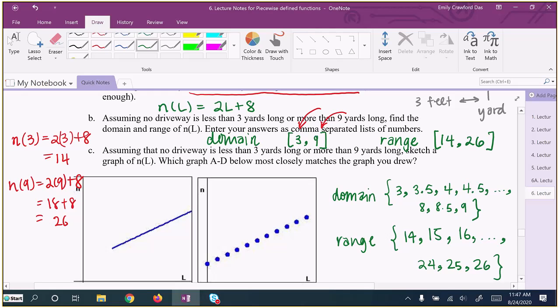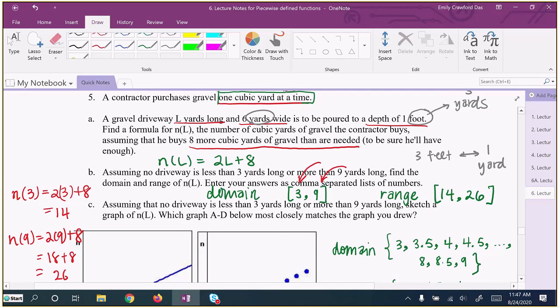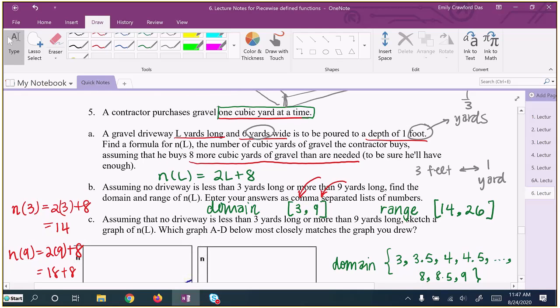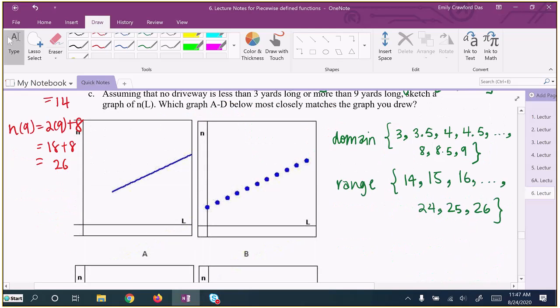Okay, so I know that's a little bit tricky, but the point here really is just that because the problem restricts us to only being able to buy 1 cubic yard at a time, which again is more like a real life situation, then we're only going to get these separated points of how much gravel he can buy.